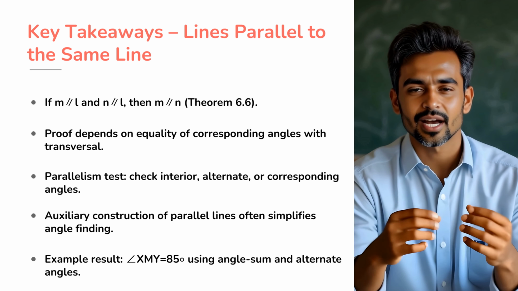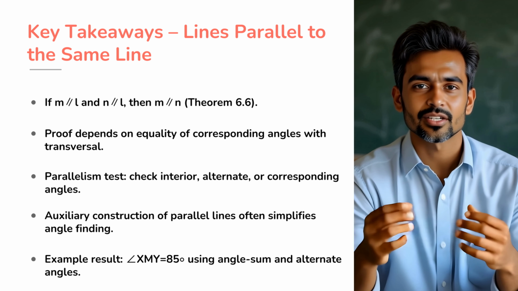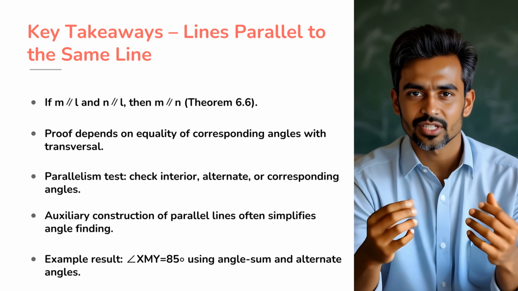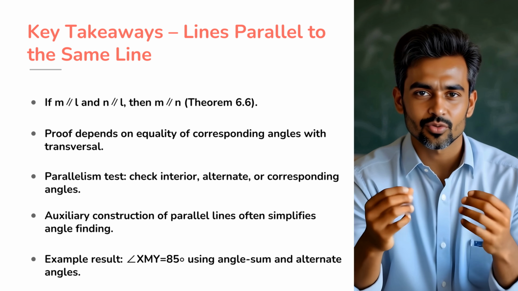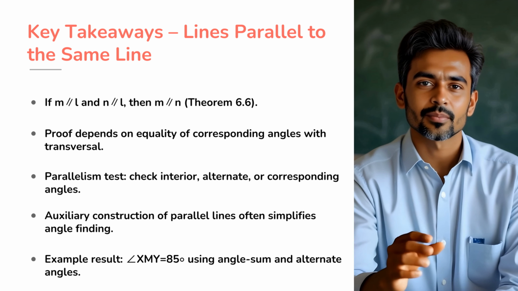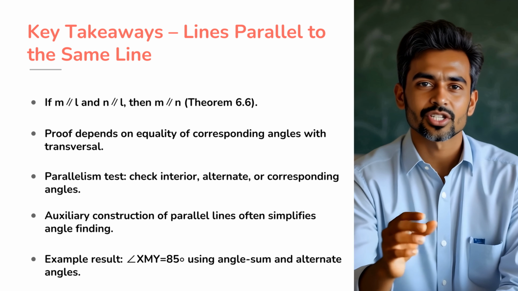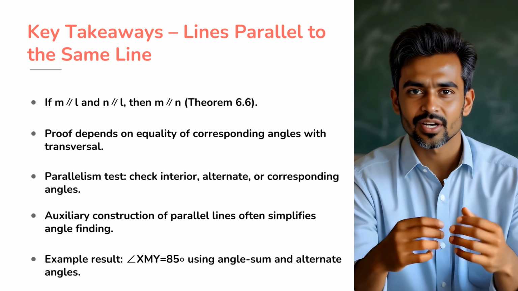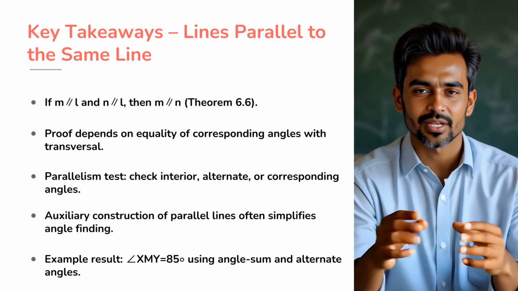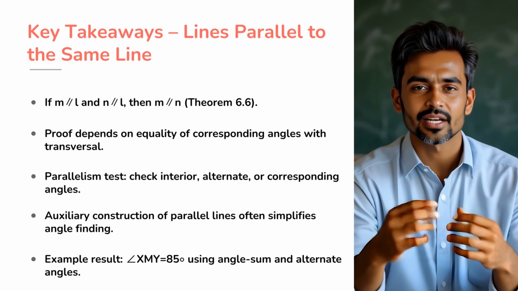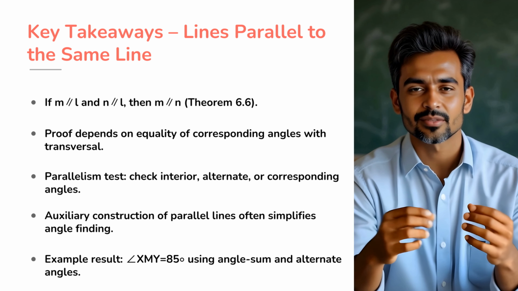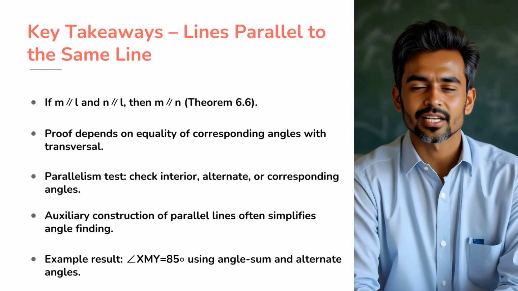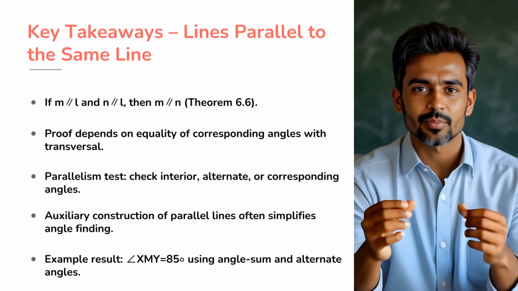So let's quickly recap what we've learned. Theorem 6.6 tells us if two lines are parallel to the same line, then they are parallel to each other. We saw that the proof uses corresponding angles. We also learned the angle test method for checking parallelism. And finally, we solved a problem step by step to find angle XMY, which came out to be 85 degrees. Parallelism is like a chain. If line A is parallel to line B and line C is also parallel to line B, then A and C can never intersect. They too must remain parallel.